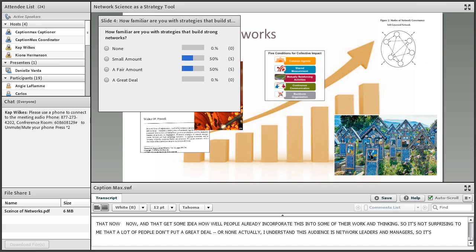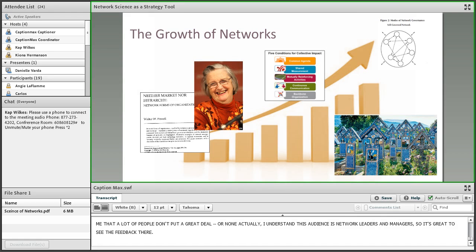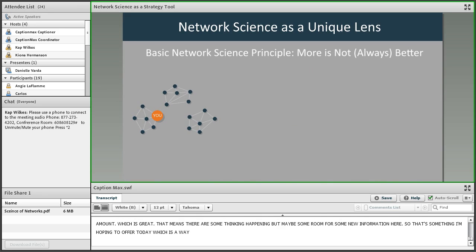I understand this is an audience of network leaders and managers, and so it's great to see the feedback there. Terrific. So I'm going to go ahead and go on. It looks like we're about half of the group saying a fair amount and half saying a small amount, which is great. So it means that there's some thinking happening, but maybe some room for some new information here. So that's what I'm hoping to offer today, a way for us to bring in some new ideas about how to think about that.